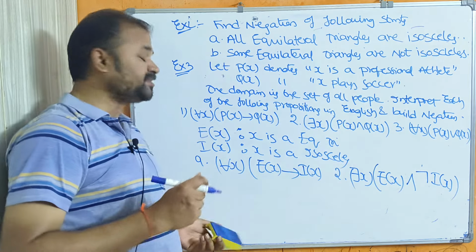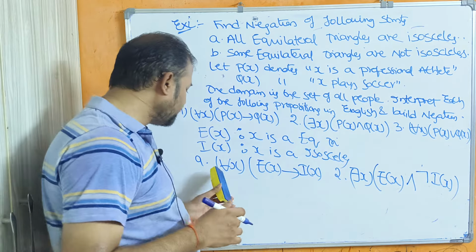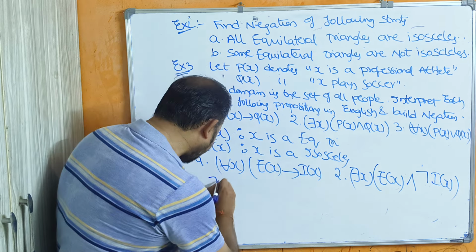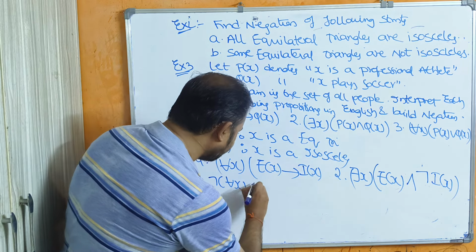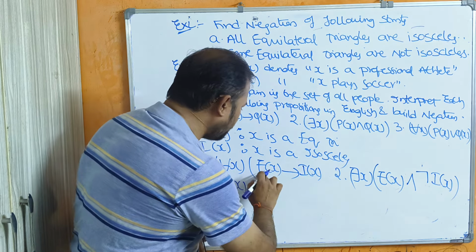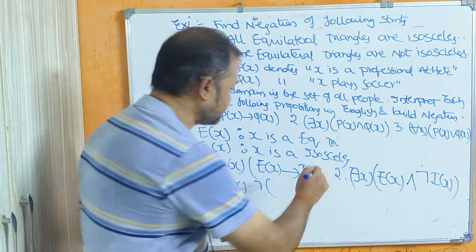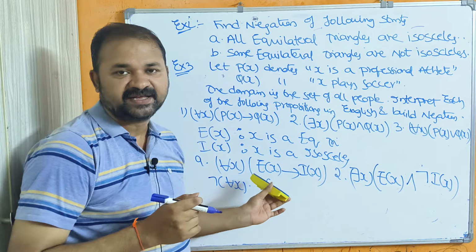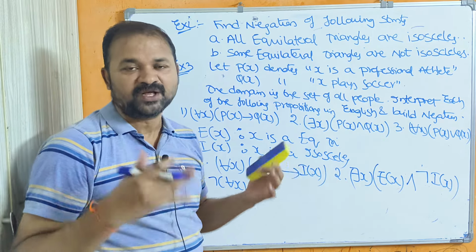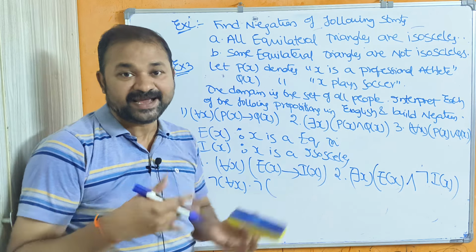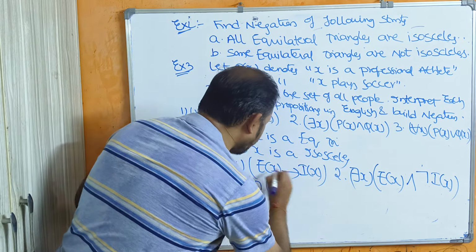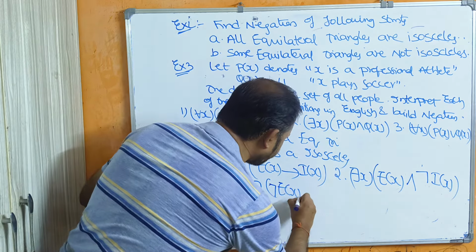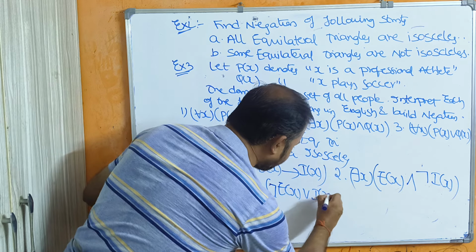Now we have to compute the negation. So let us compute the negation. We can write this as negation of for all x, negation of, here we have E of x implies I of x. This is in the form of p implies q. We know the formula for p implies q: negation p or q. So negation p means E of x, or q means I of x.